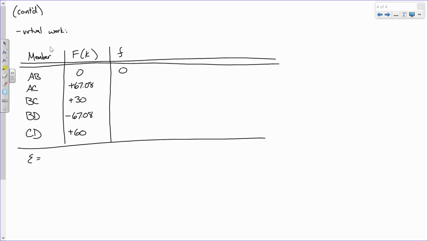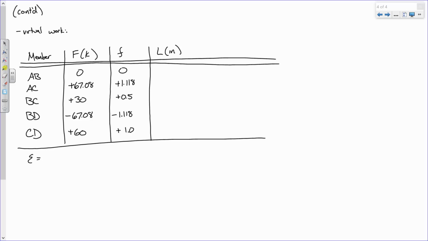All right. So going back to this, we need to divide these by 60. What's this first one divided by 60? Okay, and so that's going to make this one minus 1.118. And dividing this by 60, that's a half, and that's 1, right? The only other thing that we need is the member length, right? But if you recall, when we do virtual work, we need the member length in inches, okay?